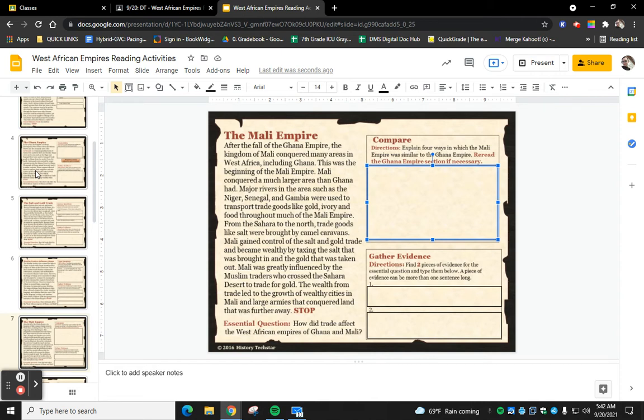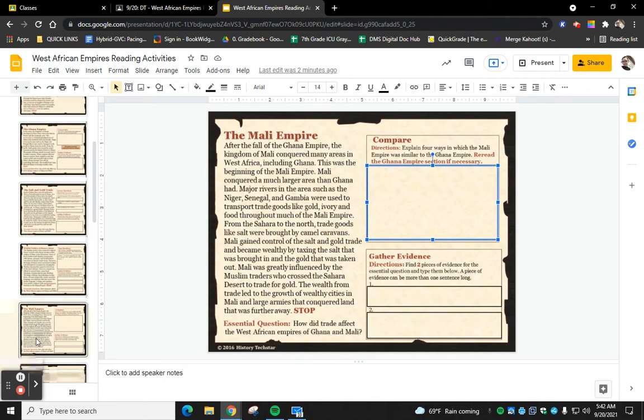And then for gather evidence, again, we're finding 2 pieces of evidence for the essential question. We're typing them below. Again, if you run out of room, you can stretch the box off of the page or off of the slide. It is totally fine.